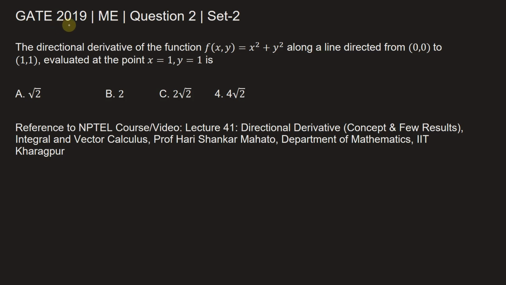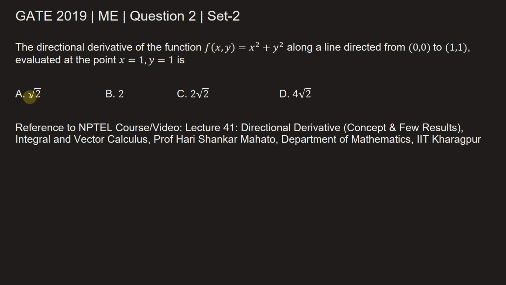This question is from GATE 2019 Mechanical Engineering paper of set 2. The question says: the directional derivative of the function x square plus y square along a line directed from origin, that is (0, 0), to (1, 1), evaluated at the point x equal to 1, y equal to 1 is. So we are given 4 options here, among which we need to find which is the correct one.